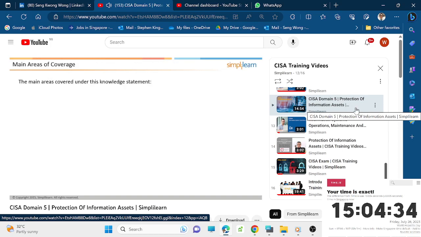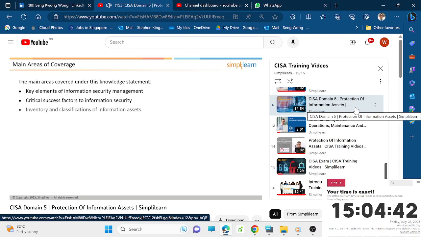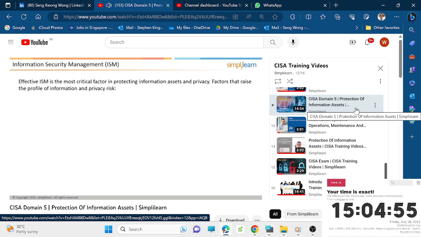The main areas to cover here are key elements of information security management, critical success factors to information security, inventory and classifications of information assets, network infrastructure security. In the next screen, we will learn about information security management. Effective ISM is the most critical factor in protecting information assets and privacy.